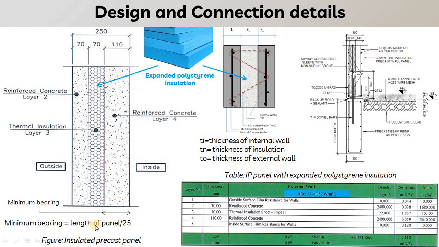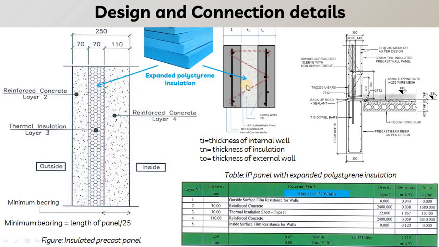So let us say the length of the panel, or we can say the height of the panel, is 3 meters, so 3 meters divided by 25, whatever value comes should be the minimum bearing required for the insulated panel. If we talk about the insulation material, here you can see the different thicknesses of the insulation material. It comes in 20 mm, 25 mm, then 50 mm, 70 mm thick, depending upon the requirement. That is expanded polystyrene insulation, as you can see in the picture.